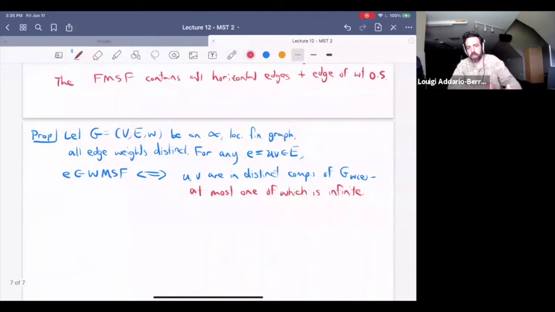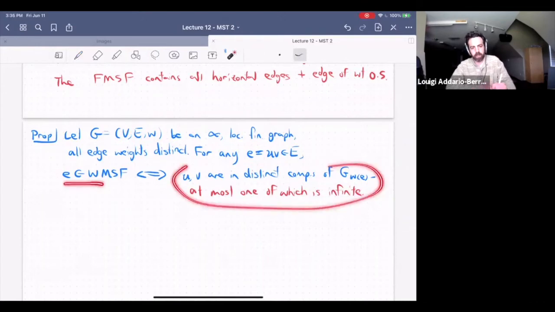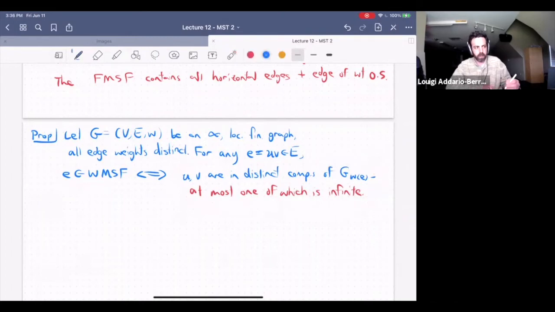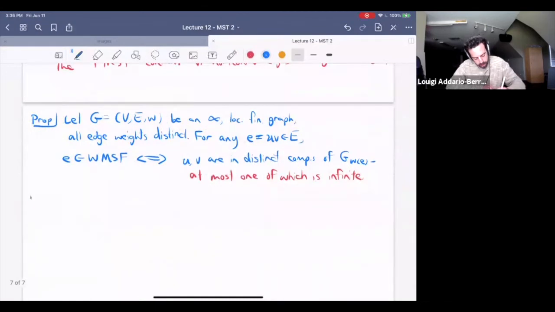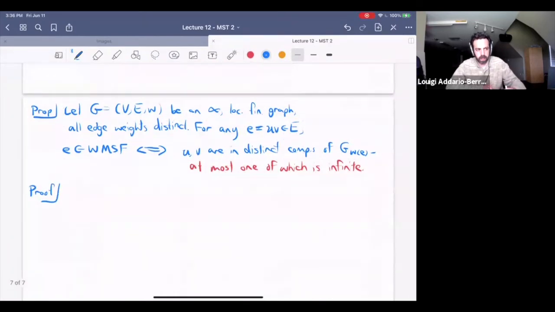It's non-algorithmic, if you like, whereas before our definition just involved running Prim's algorithm and seeing what we get. It also shows that the wired minimum spanning forest is always a subgraph of the free minimum spanning forest because our condition for being an edge is more restrictive. Okay, so let's prove that this characterization is correct.